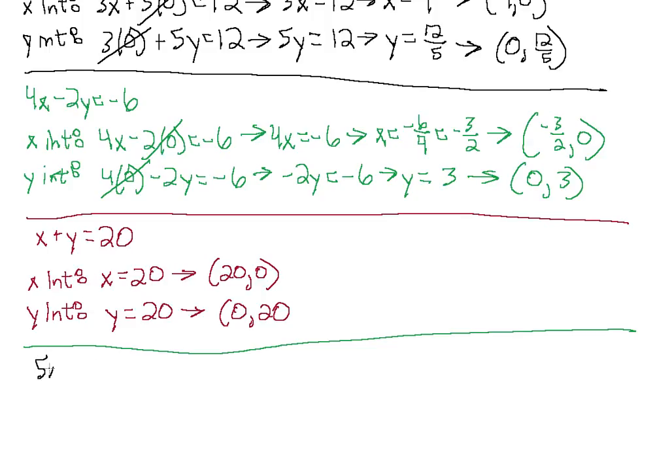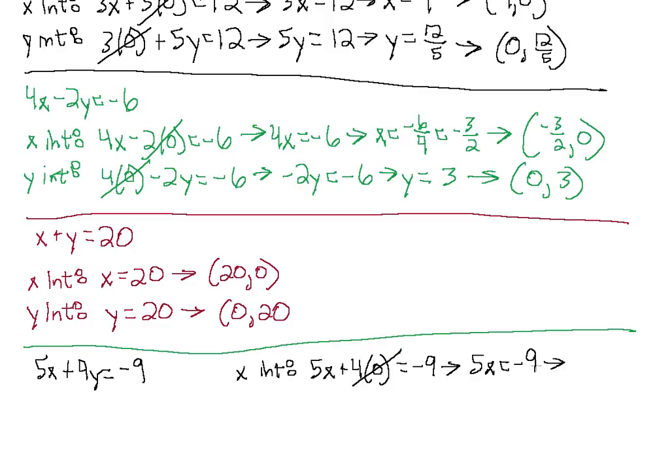Let's take a look at another one. We have 5x plus 4y equals minus 9. Okay, we want to find our x-intercept, and we do so by plugging in 0 for y. So we have 5x plus 4 times 0 equals minus 9. 4 times 0 is 0. So we have 5x equals minus 9. Divide both sides by 5, we get x equals minus 9 over 5. And our x-intercept is minus 9 over 5 and 0.